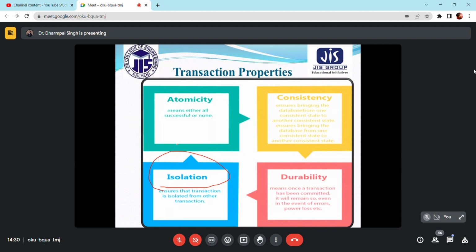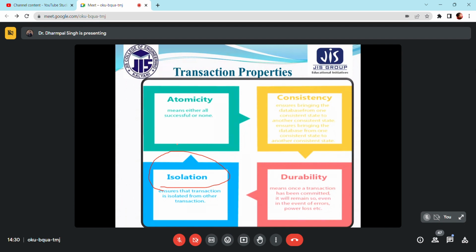Isolation ensures that a transaction is isolated from other transactions. I gave the example that many users are accessing Facebook. So many users are there. It ensures that one transaction is not aware of the second one. Isolated means they are logically different. They are accessing the values there, but one is not aware of the other.